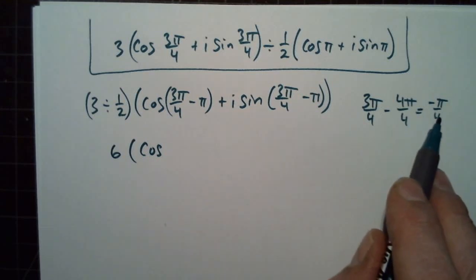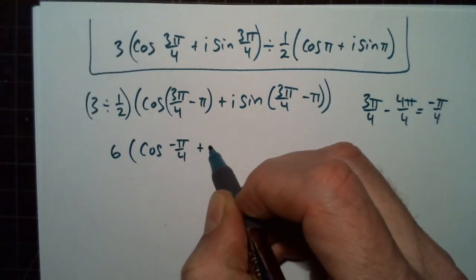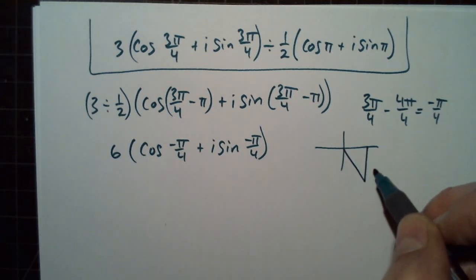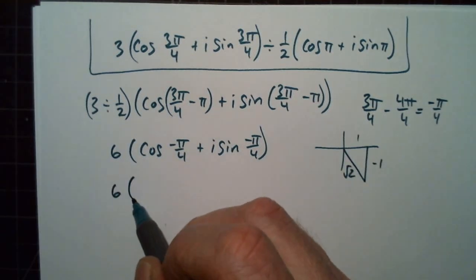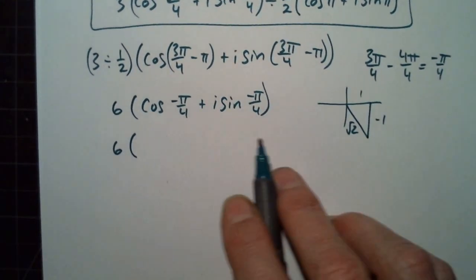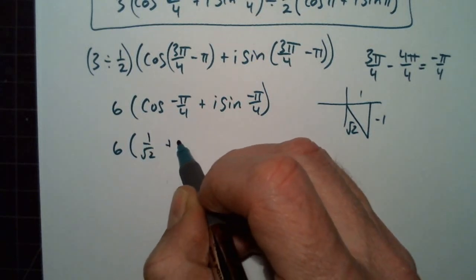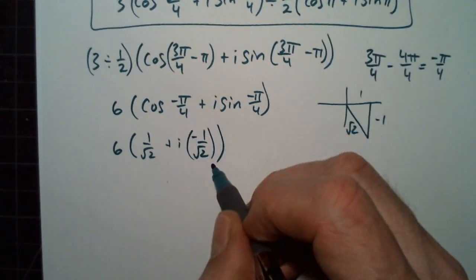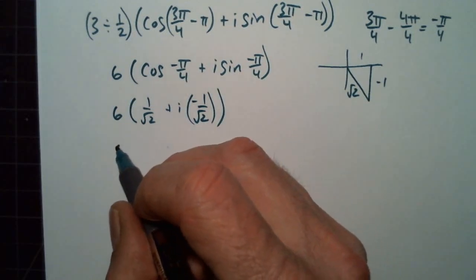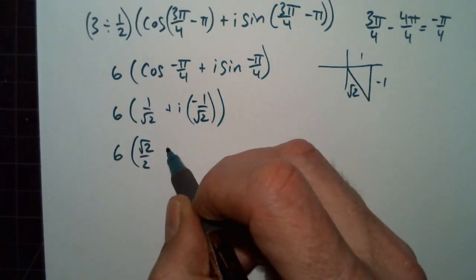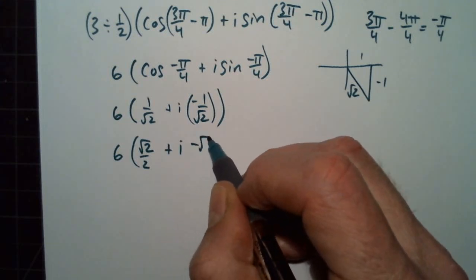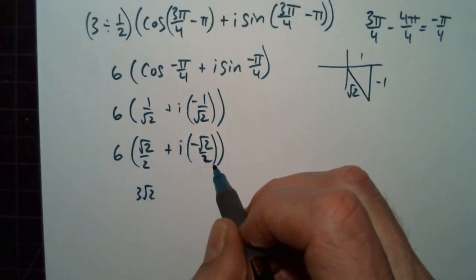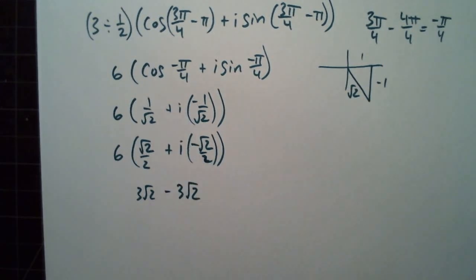Cosine, this is going to be negative pi over 4. And we'll look at negative pi over 4 is there. So the cosine is 1 over radical 2. The sine is negative 1 over radical 2. So we have 6 radical 2 over 2, negative radical 2 over 2. And that will give us 3 radical 2. 6 times that will be negative 3 radical 2 times i.